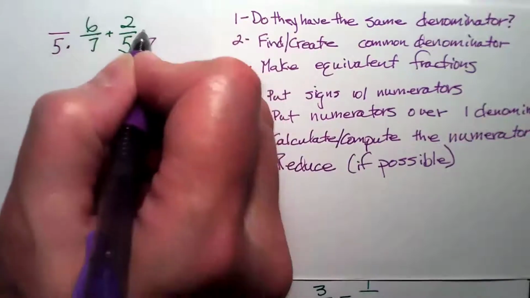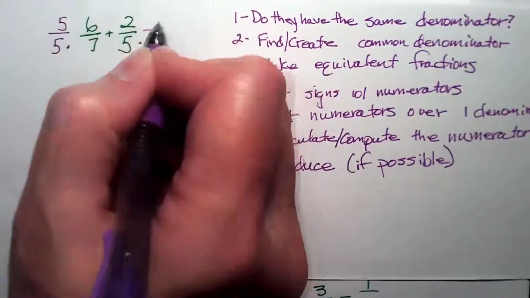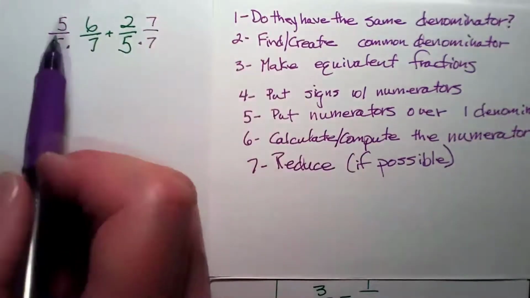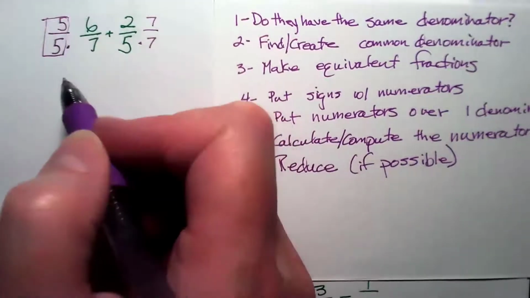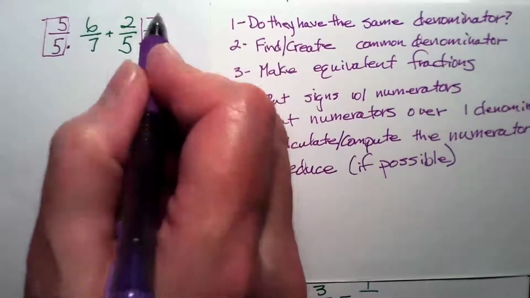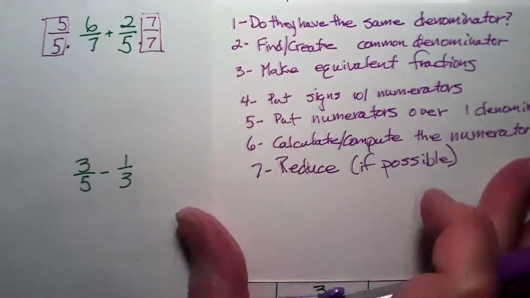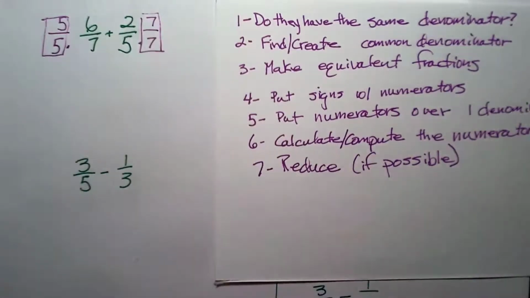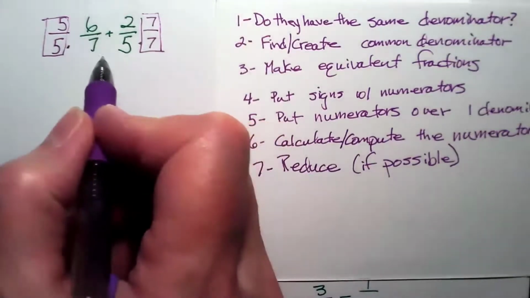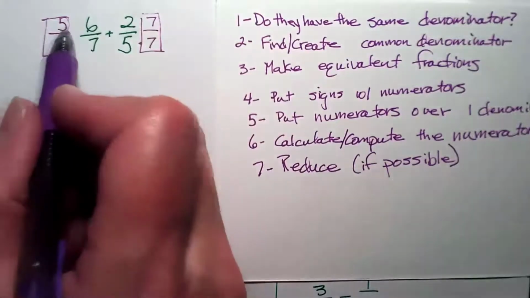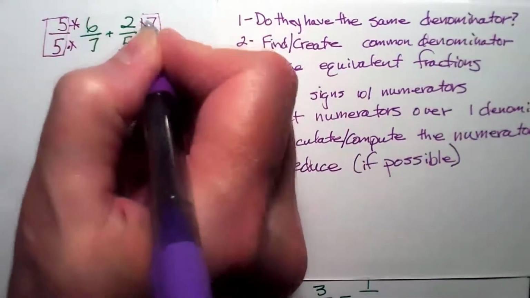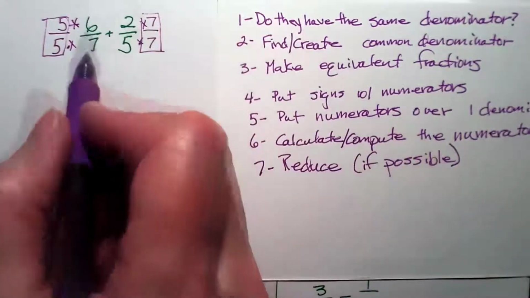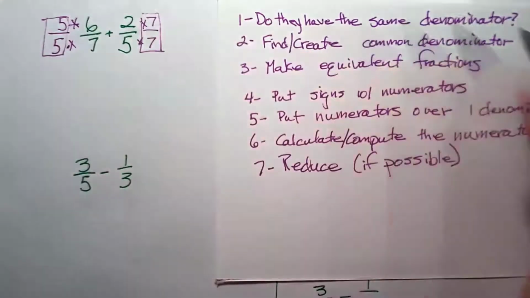When I do that, I have to multiply the numerators by the same thing. So this has to be a 1. 5 divided by 5 is 1. This has to be a 1. 7 divided by 7 is 1, because then I won't change it. Anything multiplied by 1 stays the same. So now I'm going to have a new denominator. I'm going to multiply these. And I'm going to copy it down here instead of doing equals all the way across.